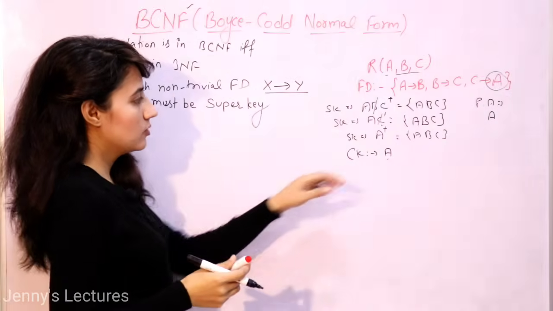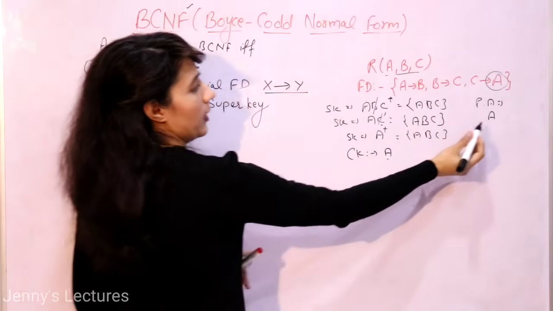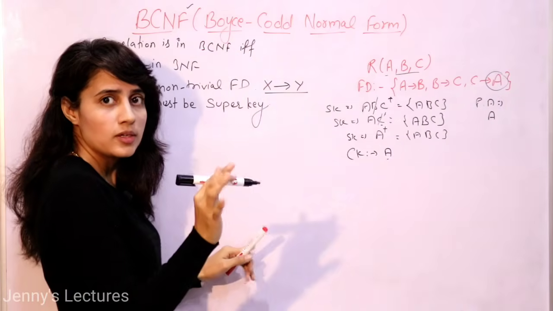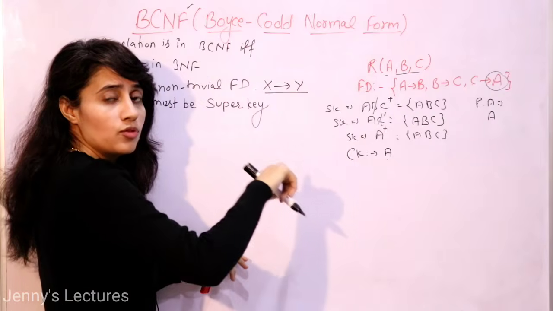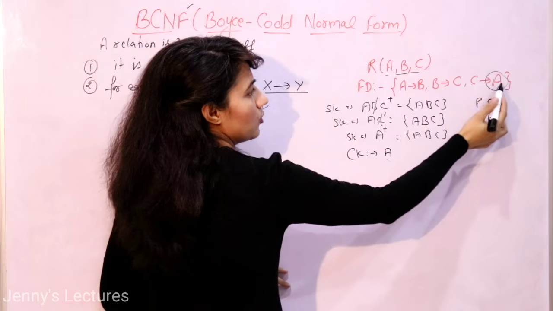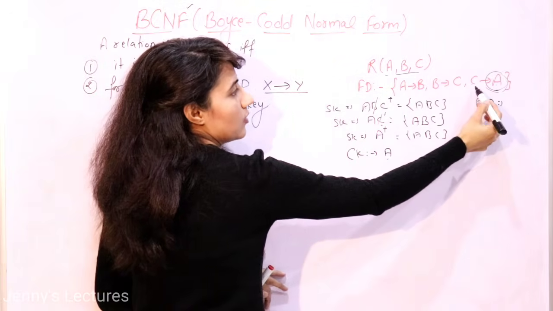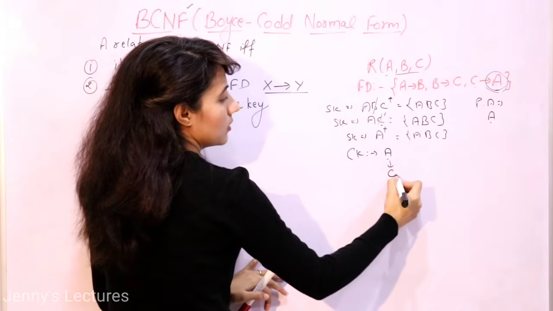Now how to check whether more candidate keys are present in this relation or not? If prime attributes are present on the right hand side of any functional dependency, then there would be more candidate keys. I have already discussed this trick in the previous video. You can check out that video in the side button. So check: is prime attribute A present on the right hand side of any functional dependency? Yes, here. So you can replace this A with C in the candidate key.